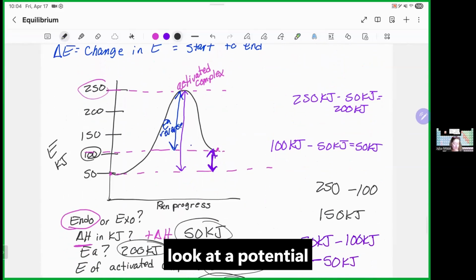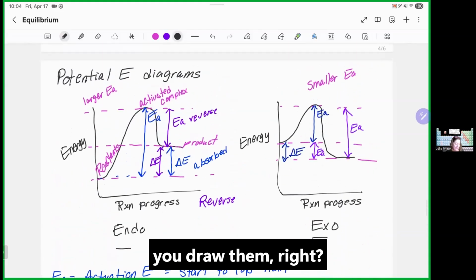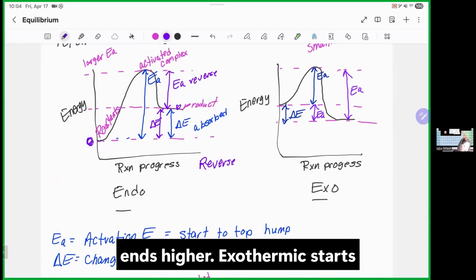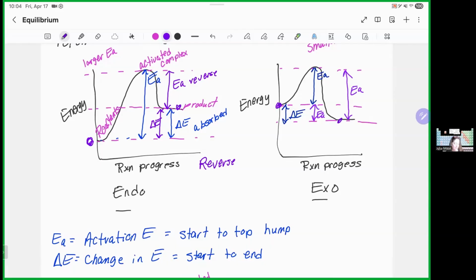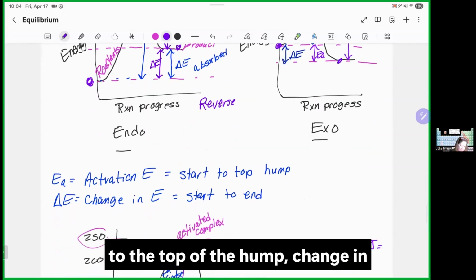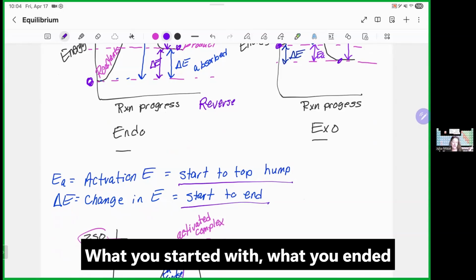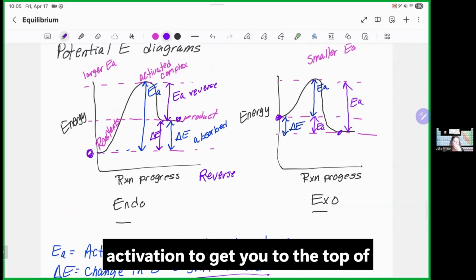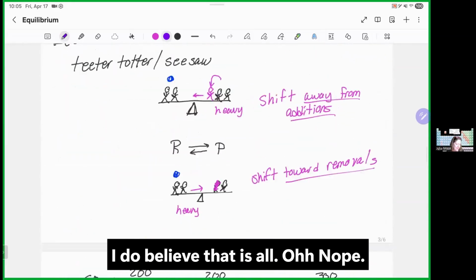so that's how you look at a potential energy diagram. It's how you draw them, right? An endothermic reaction starts lower, ends higher. Exothermic starts higher, ends lower, right? Activation energy is from the start to the top of the hump. Change in energy is from the start to the end, right? What you started with, what you ended with, that's your change in energy. Activation energy gets you to the top of the hill so you can ski down. So I do believe that is all.